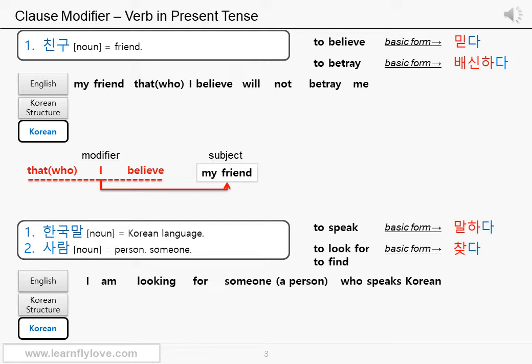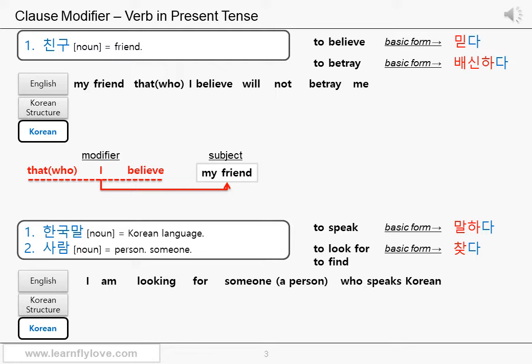Let's make extra sentences based on what we've just learned. Let's see the first sentence. My friend that I believe will not betray me. You can use who too, right? My friend who I believe will not betray me. Because my friend is a person. We don't care which one you use in English, who or that. You can even use neither of them. You can omit them. Anyway, we don't care about English grammar, but a friend is a person, human being. That's the thing that actually matters.